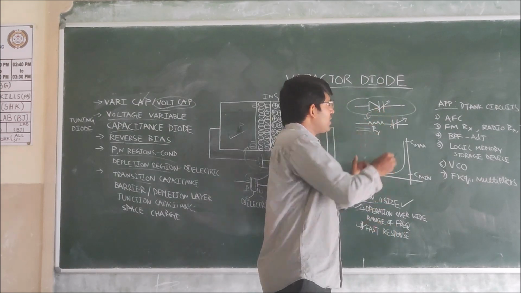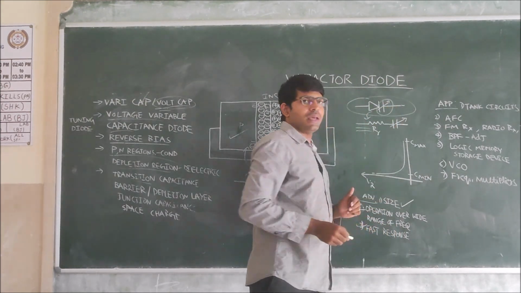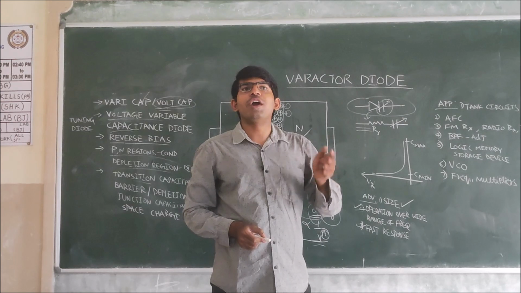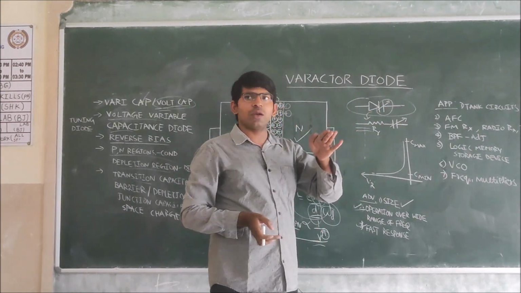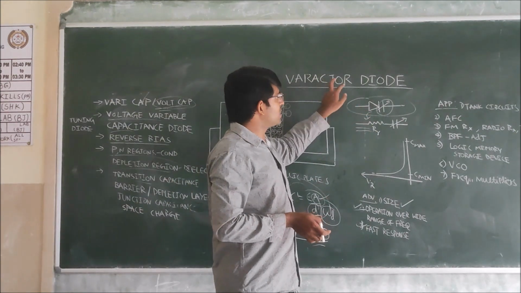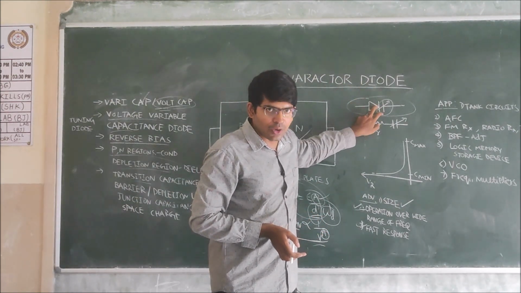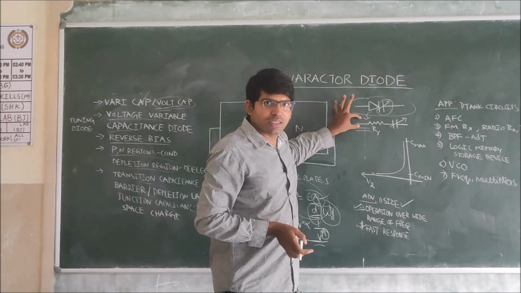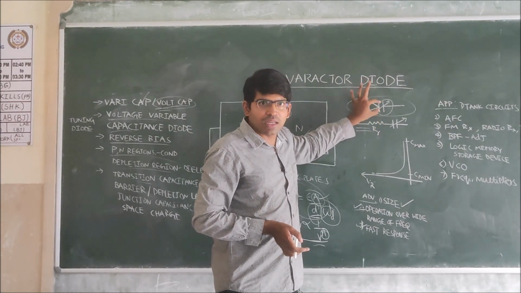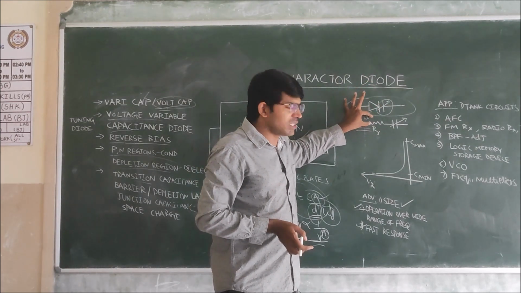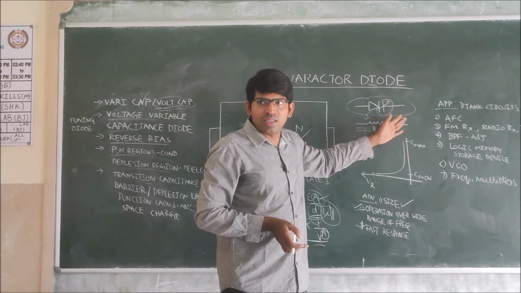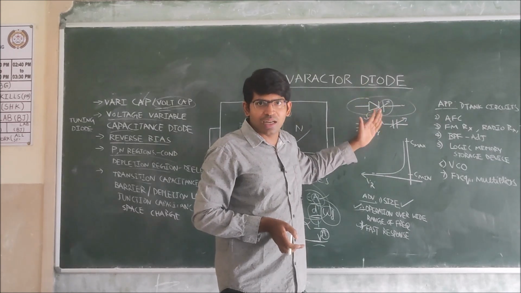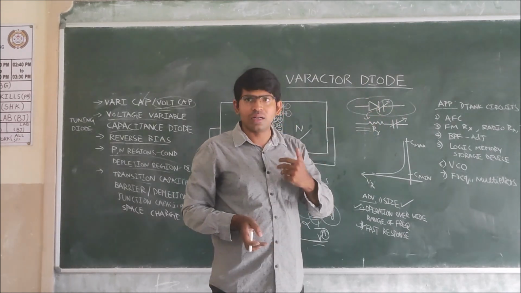Here, what is this arrow symbol representing? Variable capacitor. We have mixed the diode symbol and the variable capacitor symbol and we call this a Varactor diode. Electrical equivalent symbol: in reverse bias, the diode we are representing with a resistor, that is the reverse resistance, and this capacitor, in series we have connected. This is the electrical equivalent circuit of the Varactor diode.